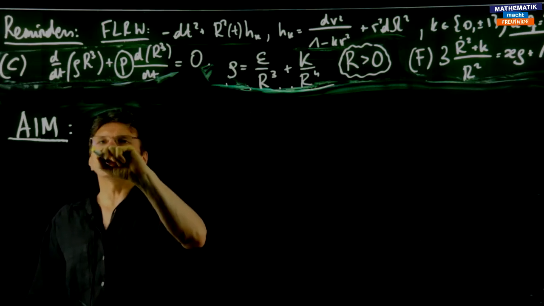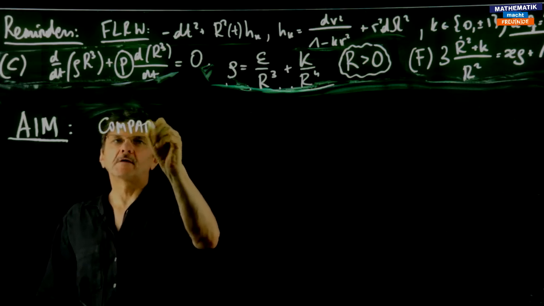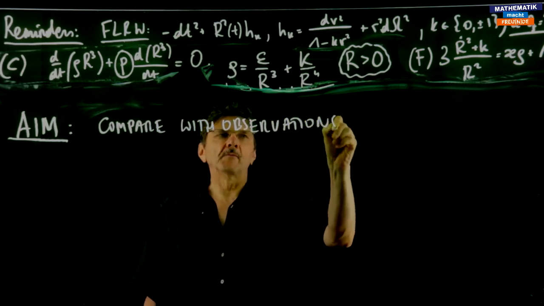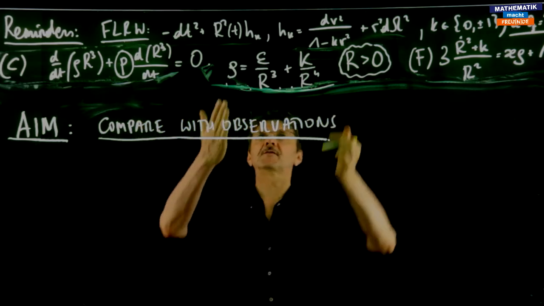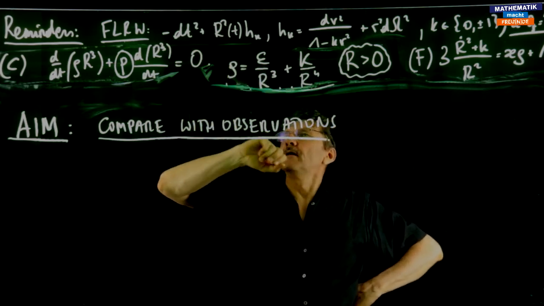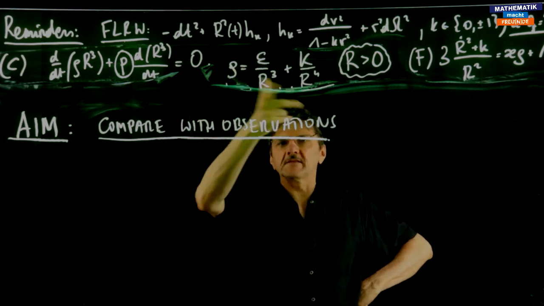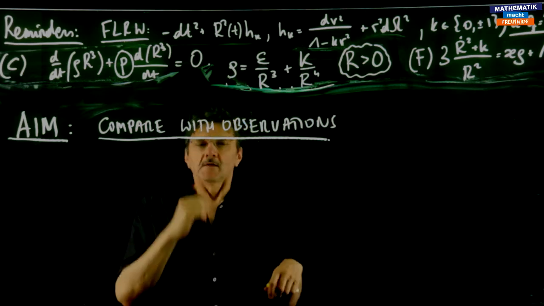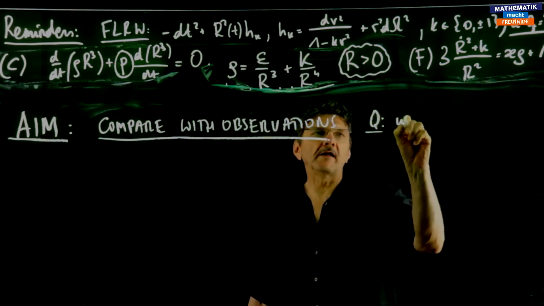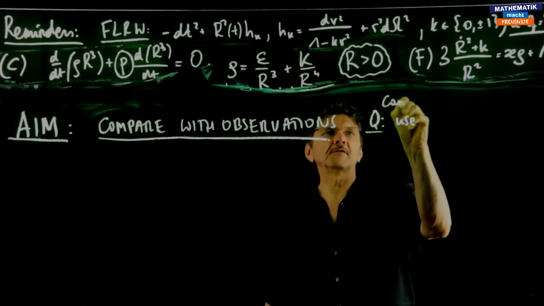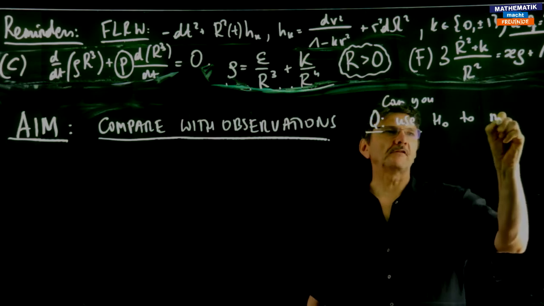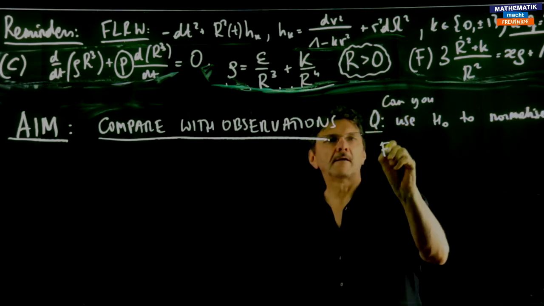Right, so the aim is now to compare with observations. How do we get some numbers out of this, given that, of course, we don't really know, for example, the radius of the universe? What is the radius of the universe? That's probably one of the main things here. You have this function r, but what is r now? What we can observe is the Hubble constant. So the question would be, can you use H0 to normalize these equations? And the answer is yes.